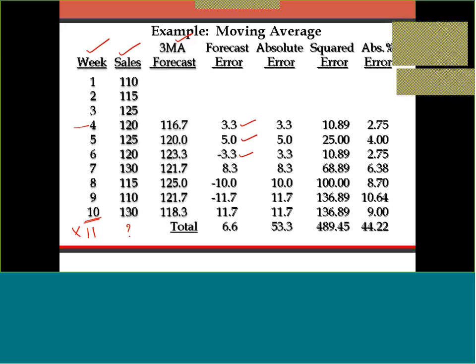If you are taking the average, that's why it's not a worry. Then 130 minus 121.7, like that. So the total here is 6.6. Similarly, you can calculate the absolute error. Absolute error means the mod of the forecast error. Their total is this. Then you have to take the square of the errors, and their total is this. Now you know how to calculate the absolute percentage error.